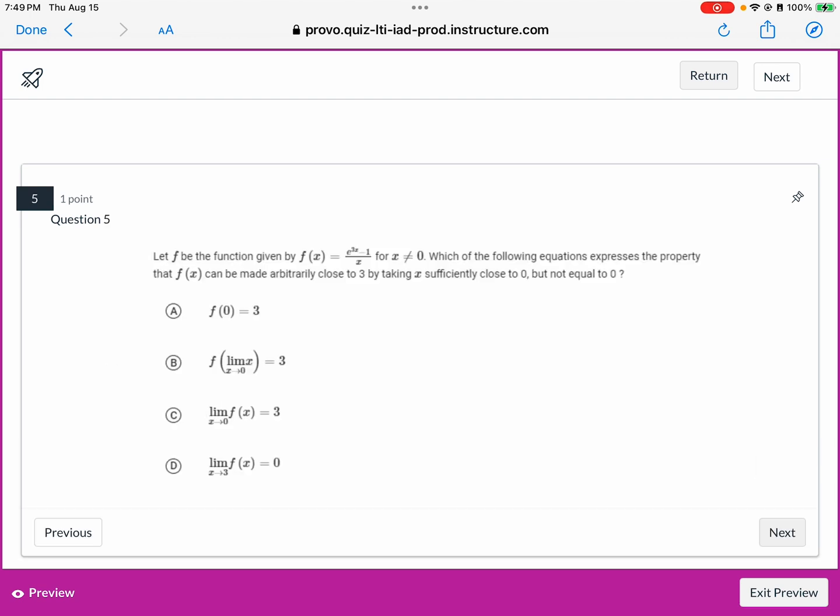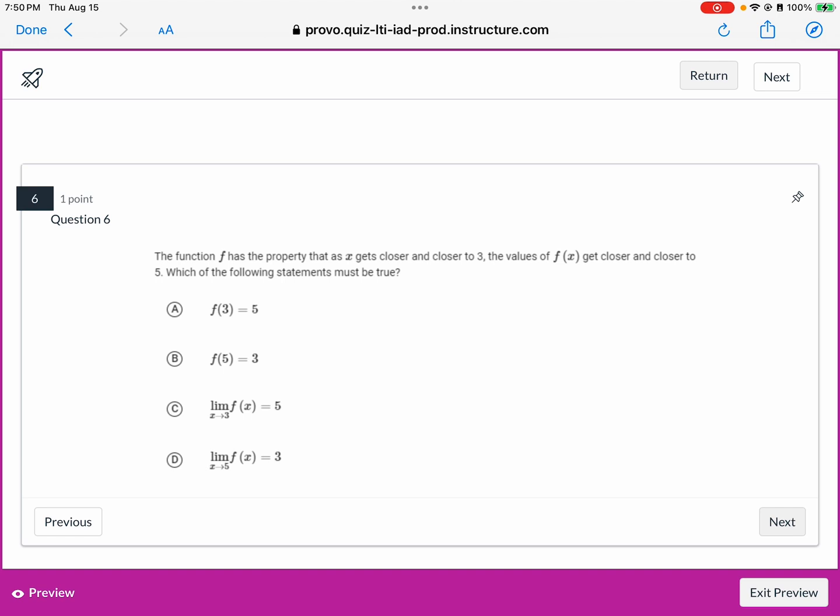Question 5. Let f be a function given by f of x equals e to the 3x minus 1, divided by x, and x cannot be equal to 0. Which of the following equations expresses the property that f of x can be made arbitrarily close to 3 by taking x sufficiently close to 0 but not equal to 0? Basically this is trying to get you to find the correct limit notation for this expression. So f of x, that's the y value, can be made close to 3, while x is being made close to 0. Give that a shot.